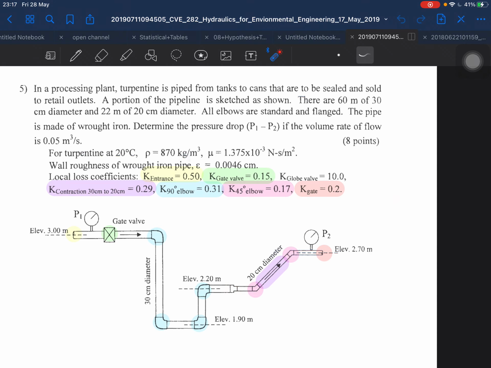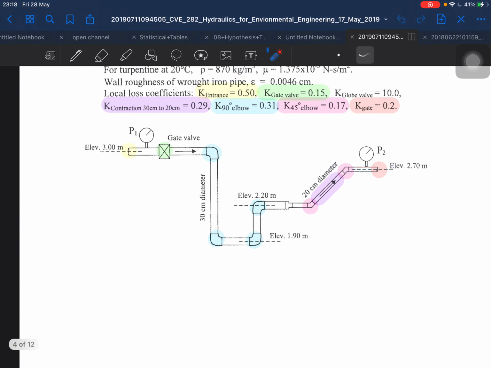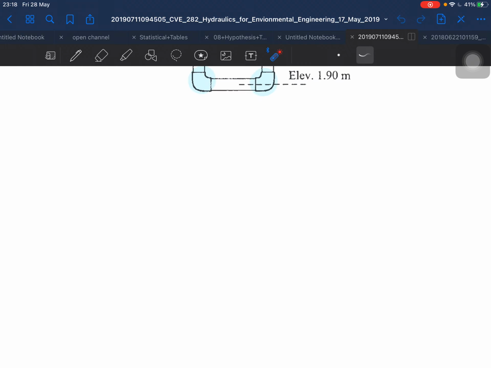Then we have the 90 degree elbow and the 45 degree elbow, as well as this one gate valve over here. These are the elbows, and this thing here is the 45 degree elbow. Before I start doing this, I just want to show some familiar exercises regarding this one. Let me start by sketching a diagram.